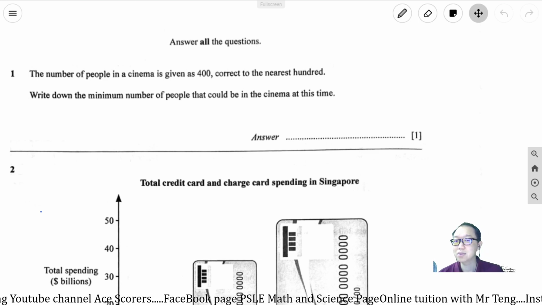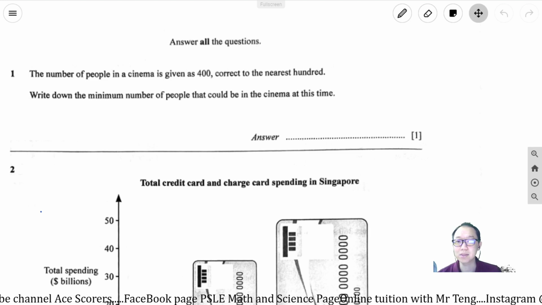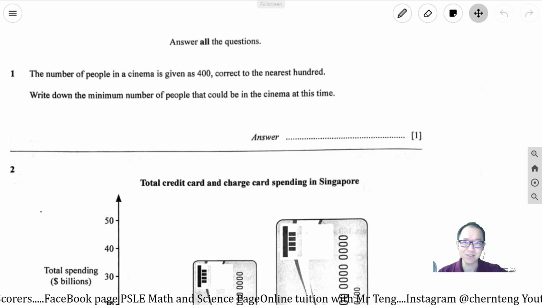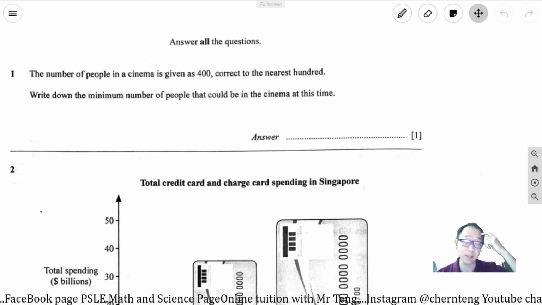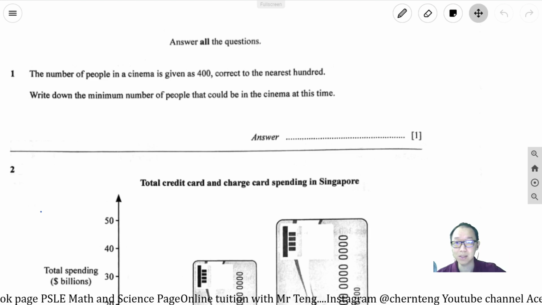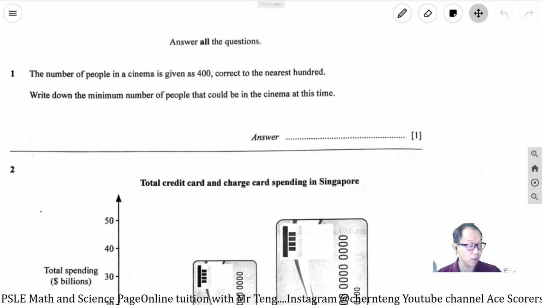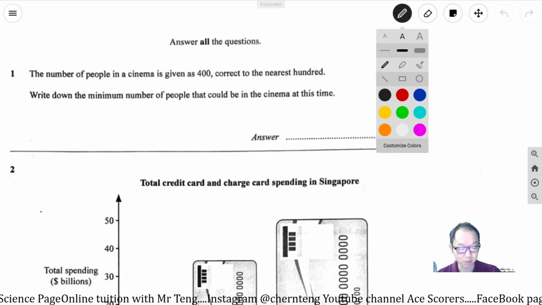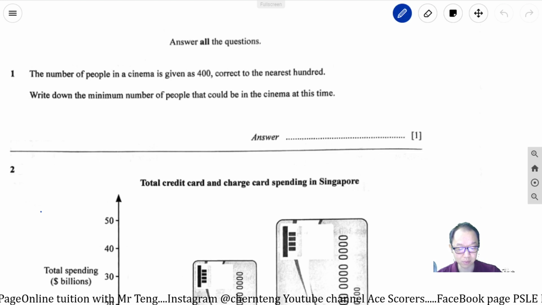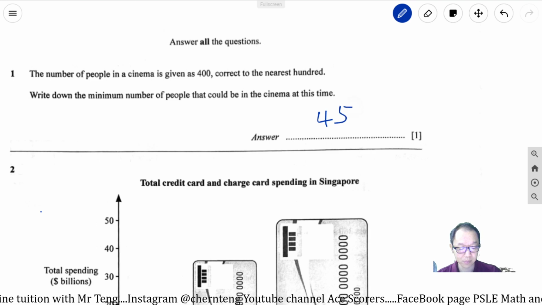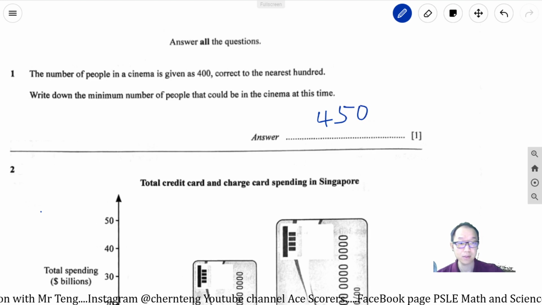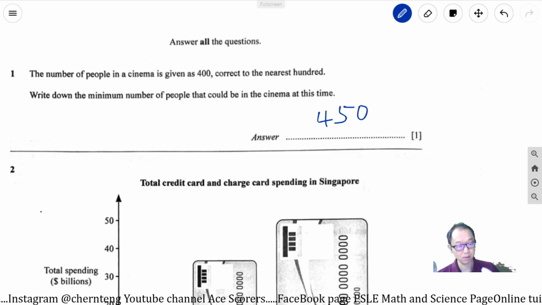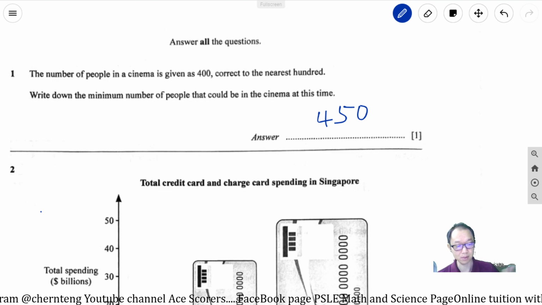Okay, let's go. The number of people in the cinema is given as 400, correct to the nearest 100. Right now, the minimum number that could be in the cinema at this time. My very first reaction, let me choose a blue color, is that it should be 450. I'm going to see if I'm correct. I actually have the answer script here. I don't want to tell you the wrong stuff.